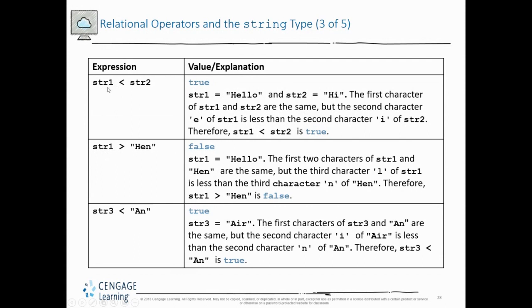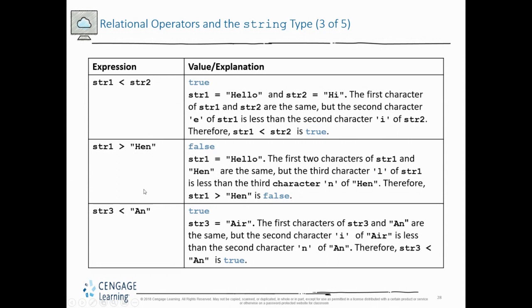String 1 greater than hen. Well, string 1 is hello. Capital H, this is a capital H. It's equal. E, it's equal. But here there's an N, and here there's an L. N is a higher number in the ASCII world than an L. So the answer, string 1 is greater, is false. You read the rest of it.